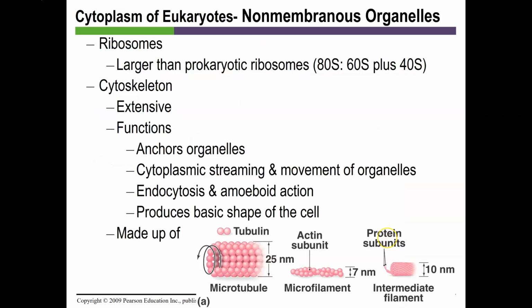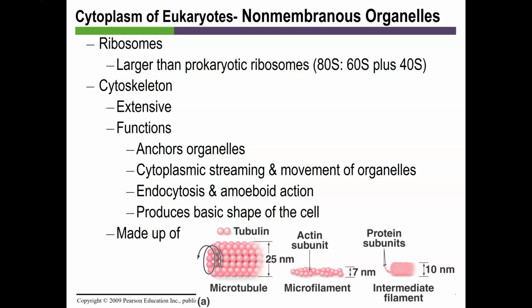Within the eukaryotic cytoplasm, you will find ribosomes. They function like the prokaryotic ribosomes, but the structure is bigger. There are differences in eukaryotic and prokaryotic ribosomes. More on that difference in a future chapter.